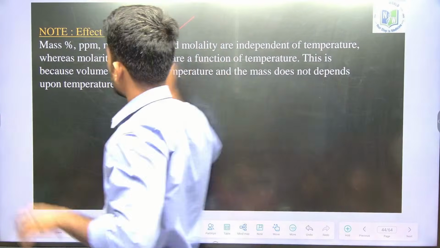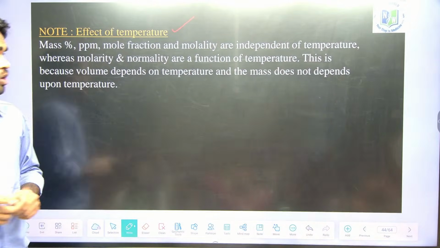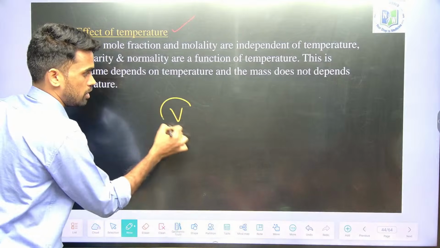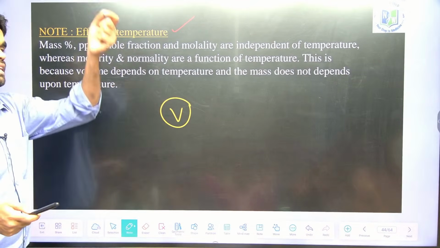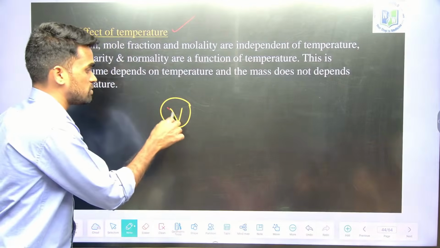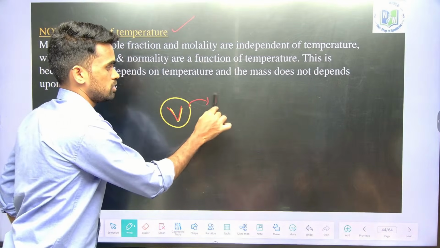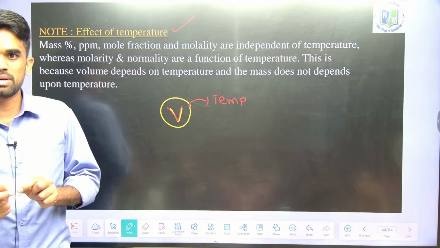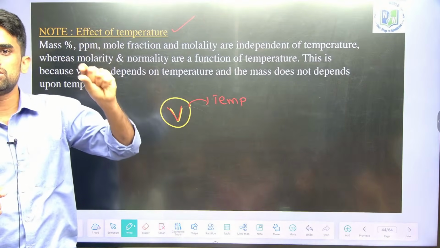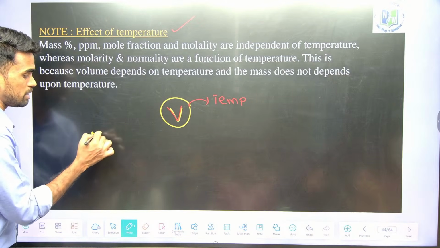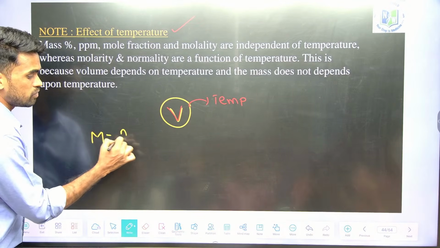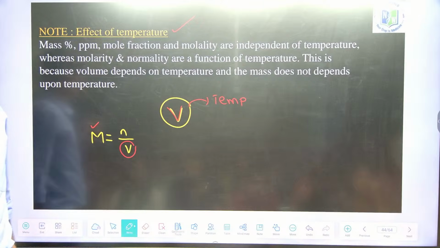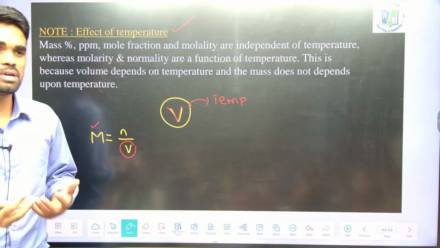See, till now we have discussed a few concentration terms. Whatever formulas we discussed, wherever you see the volume term in the formula, whether in the numerator or denominator, that concentration term depends on temperature. It means if I change the temperature, that concentration term value also changes. For example, molarity: what is the formula we discussed? N by V. So V is involved. What is the effect of temperature on this molarity?